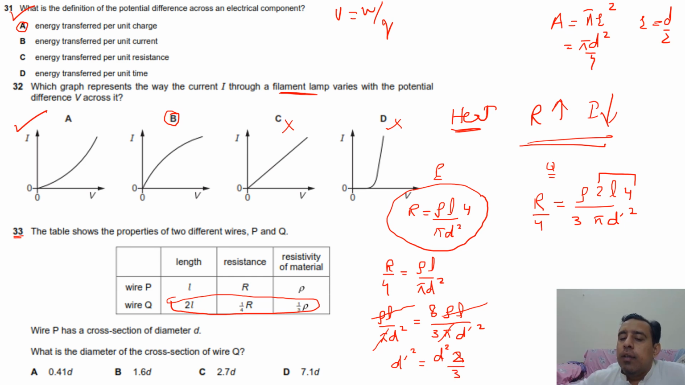By taking the square root, the D dash is equal to D times the square root of 8 by 3, which is 1.6. So this B is correct. We use the simple basic technique. Initially write the relation for the wire P, then modify it for the Q, and just making the left sides equal, the right sides become equal with each other, and after cross multiplying you can get this answer.